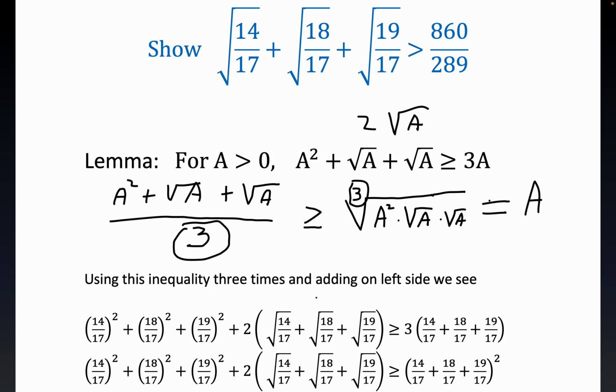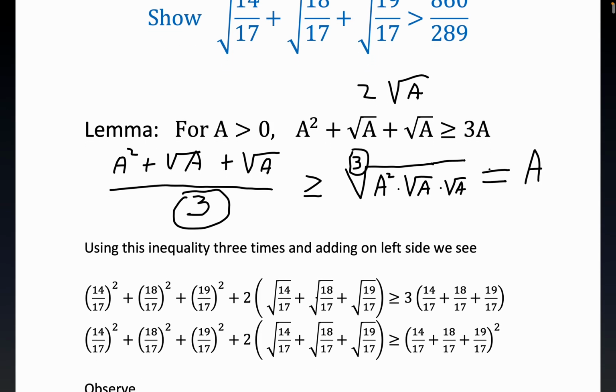Now another thing that's fairly handy here is to note that 14 plus 18 plus 19 adds up to 51. 32 plus 19 is 51. But notice that 51 over 17 is just 3. You see how we go? This is kind of cool here.